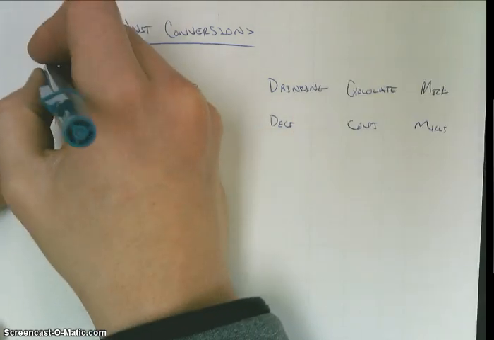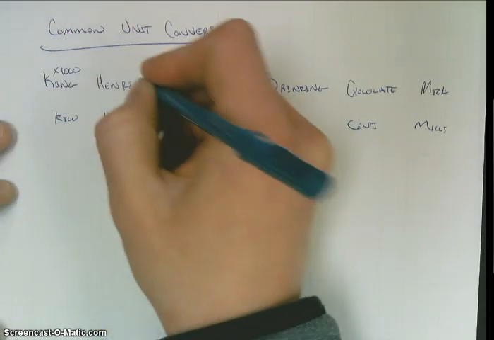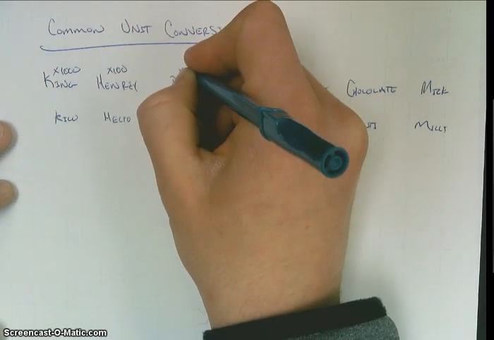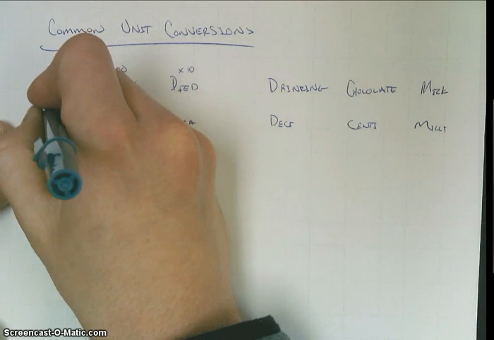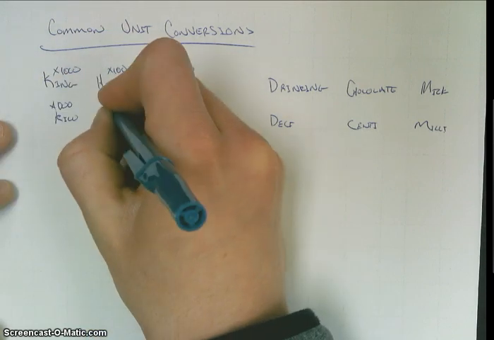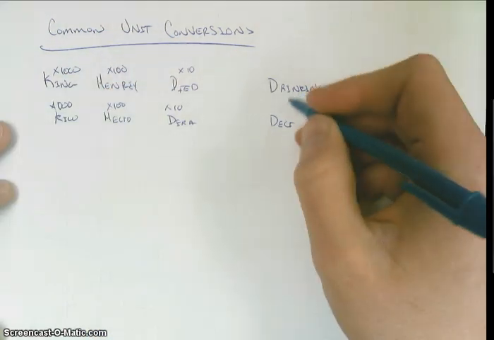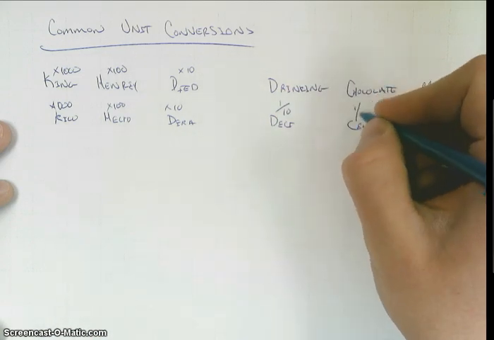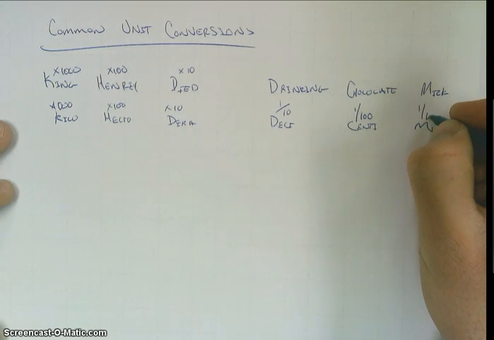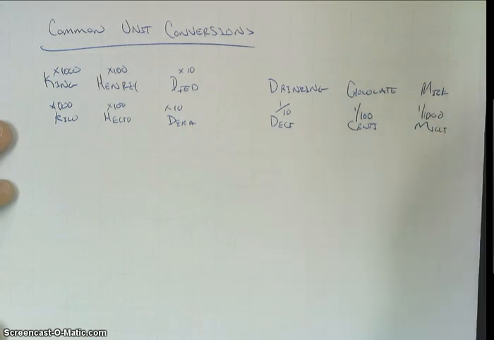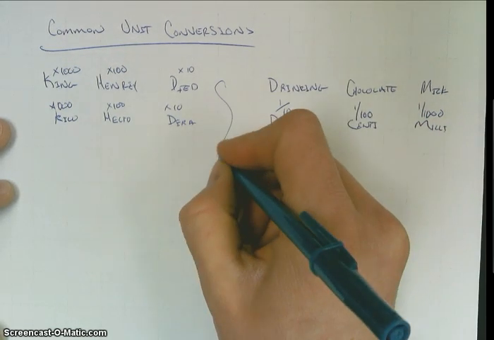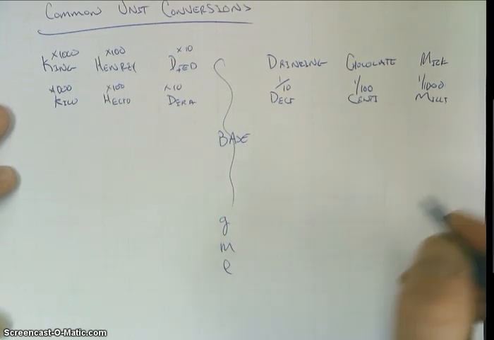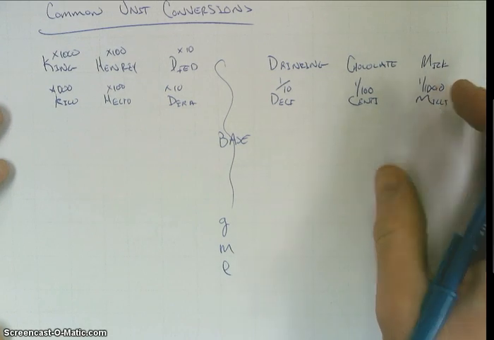Again, a kilo is times 1,000, a hecto is times 100, a deca is times 10. Okay, and actually I should write this down here. Okay, deci is divided by ten or 1/10. Centi is 1/100th, and milli is 1/1000th. Okay, now our base units are right here in the middle, and again those are grams, meters, or liters, and then we just simply move our decimal point one way or another.